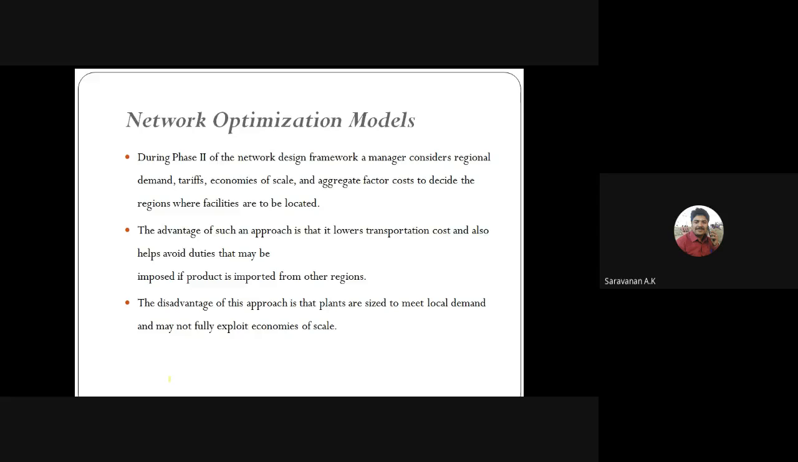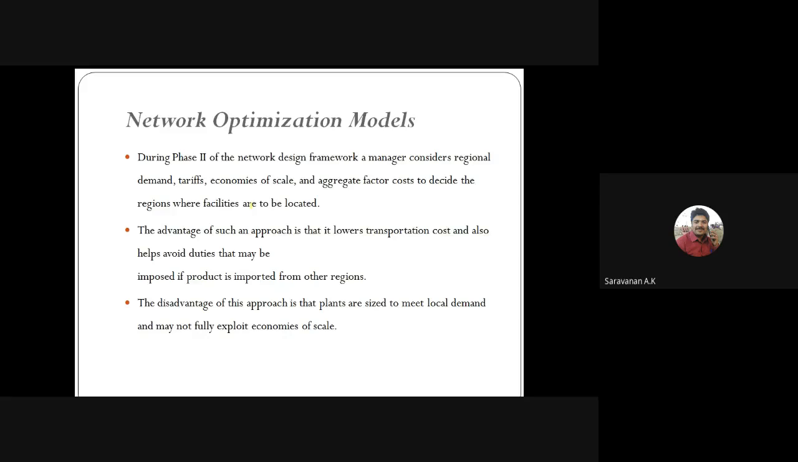Great. So the advantage of the approach is to lower the transportation cost. To optimize the network design, we have to reach the customers. The customers have to use our facility in an easy manner, the customer has to reach the facility easily. So there the transportation cost will be low. At the same time, the customer gets the product very fast, so it may help to avoid some duties. So this is the advantage.